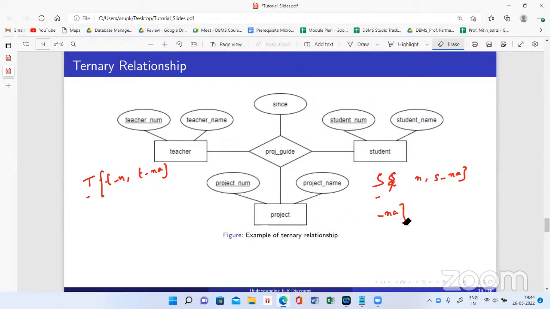I want to make it a bit more complicated. The entire thing, the teacher, student, and project, has to be evaluated by an examiner. Suppose an exam is happening. So I want to introduce an examiner over here.